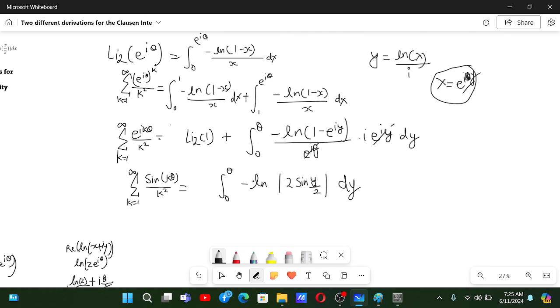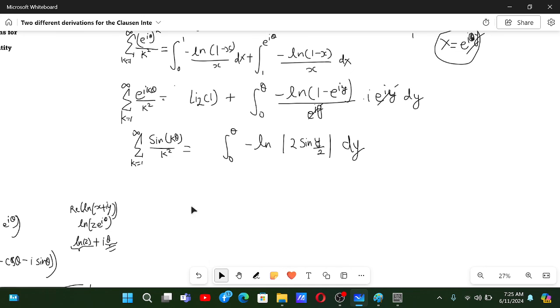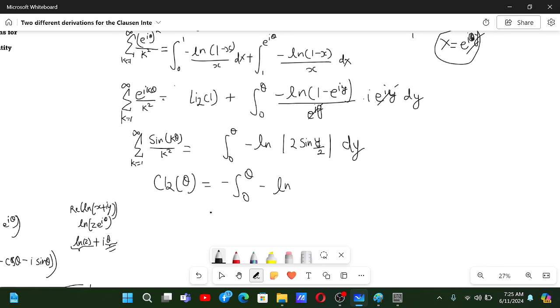Now this answer will be in terms of theta, and this is also in terms of theta. And now we know that this is just the Clausen integral function, because this is the sum of sine k theta by k square, which we have already defined. And now this is our required integral, the integral from 0 to theta of minus ln of, I can also write this as x and not y, 2 sine x by 2 dx.